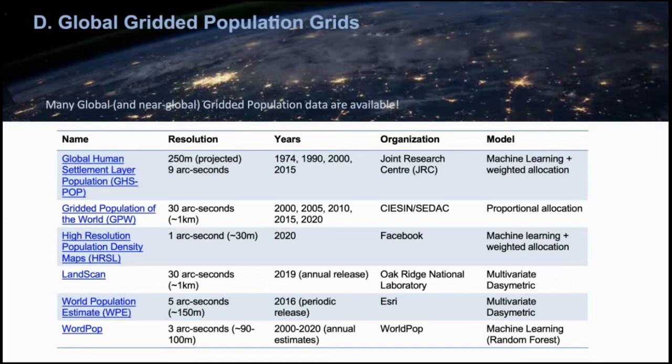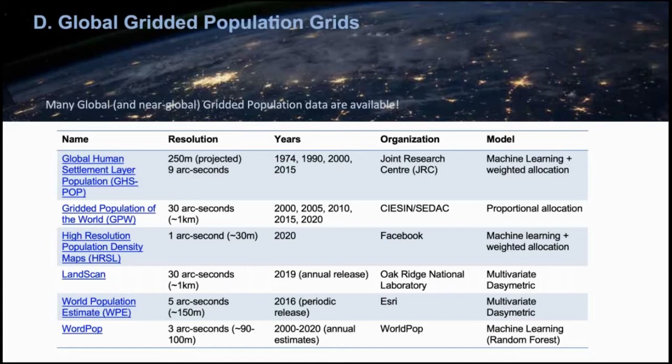And the GHS POP uses machine learning to detect settlement extents and then weighted allocation or a binary dasymetric approach to allocate population to the settlement extents from Landsat data and more recently higher resolution 10 meter Sentinel data.